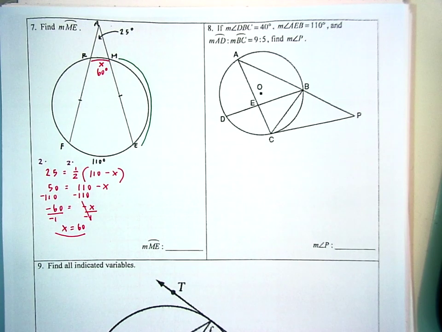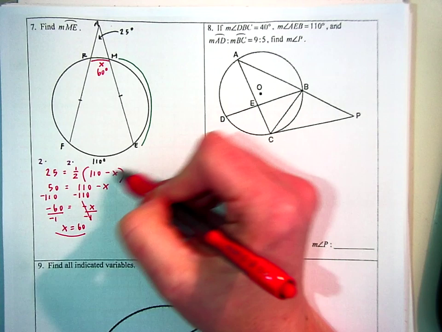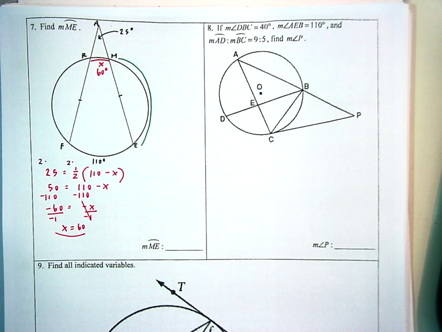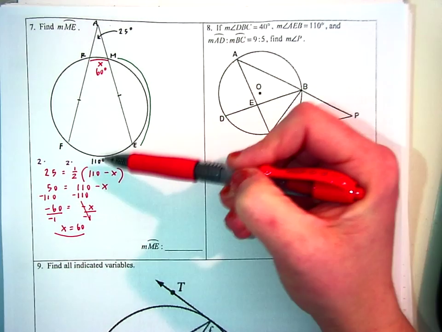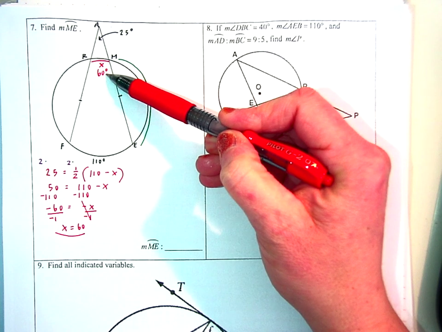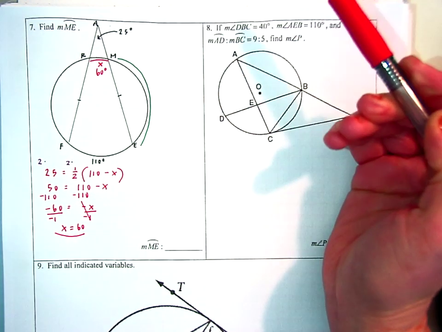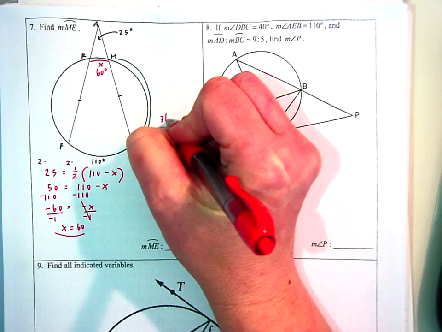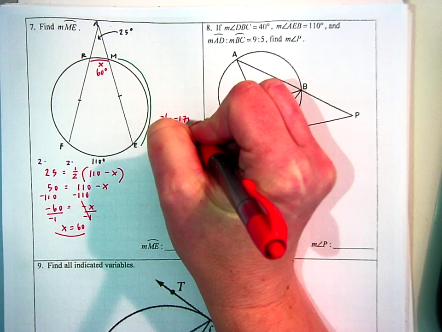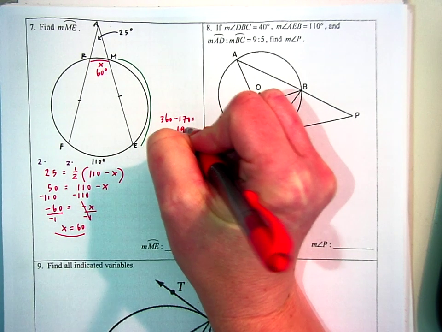Okay, so now I'm one step closer to what I want. And what I want, again, is the measure of arc ME. So when I see what I have, I know that the whole circle is 360 degrees. So this entire circle, 360 degrees. I've already used up 110 and 60. So I've already used up 170 degrees. So I need to think, well, what's left over? So if I take 360 and I subtract 170, I'm left with 190 degrees.